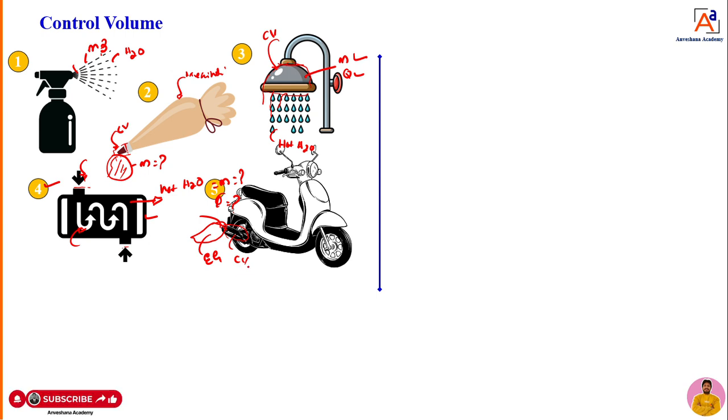What is a control volume here, dear students? The control volume is a volume where a definite volume is considered for the analysis of the heat energy as well as the mass.